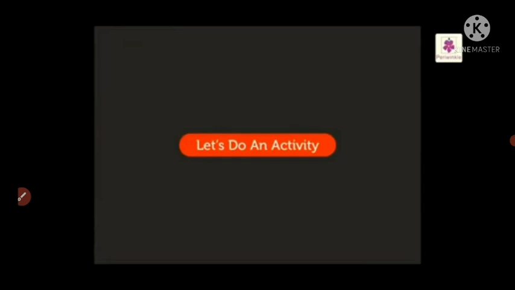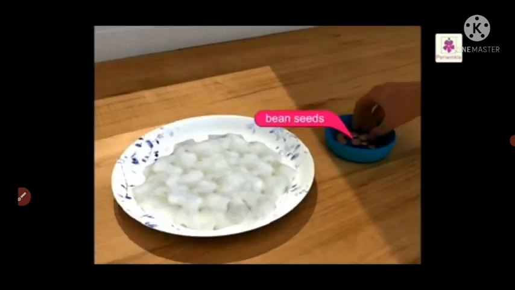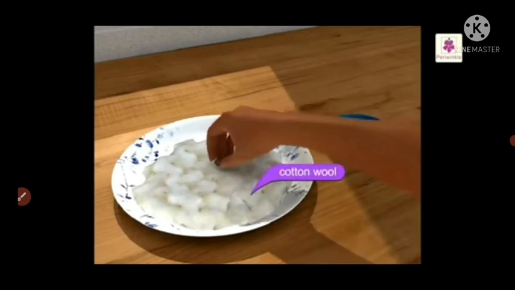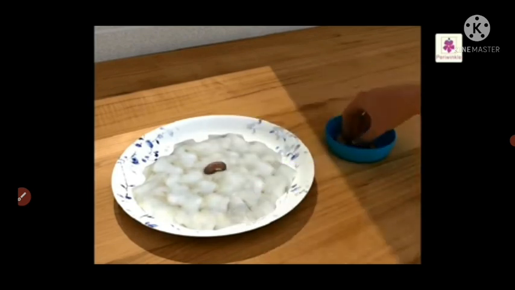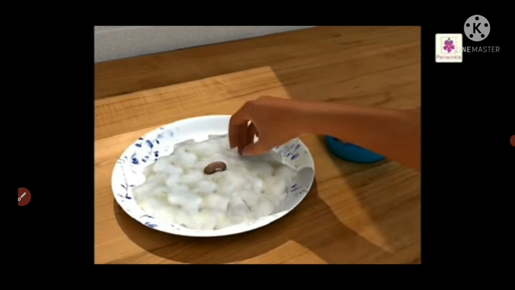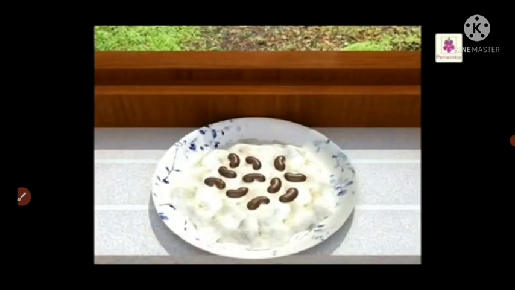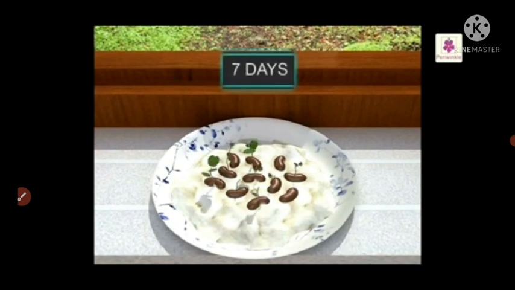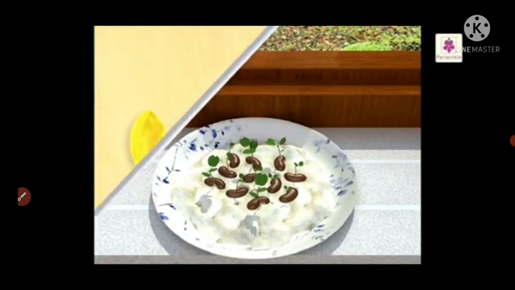Let's do an activity to see the growth in plants. Put a few bean seeds on a bed of cotton wool. Make sure that the cotton is damp at all times, but do not overwater. Keep it on a windowsill without covering it. After a week, you will observe that the bean seeds have sprouted and the bean plant grows.